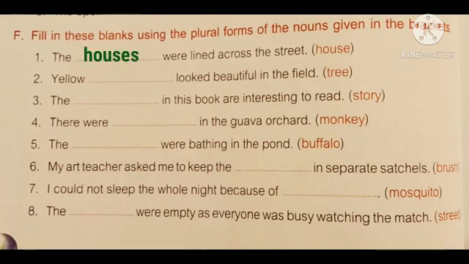Second, yellow dash looked beautiful in the field. Tree. Yellow trees looked beautiful in the field. Third, the dash in these books are interesting to read. Story. Stories. The stories in the book are interesting to read. Fourth, there were dash in the guava orchard. Monkey. There were monkeys in the guava orchard.